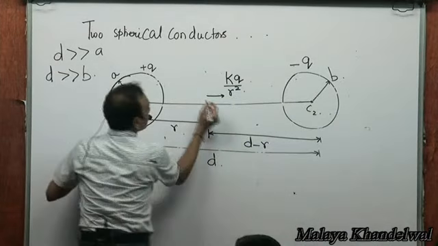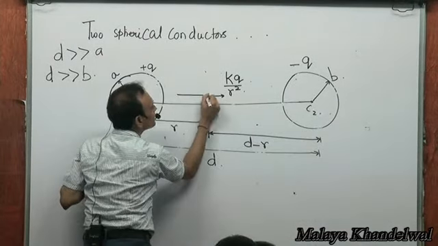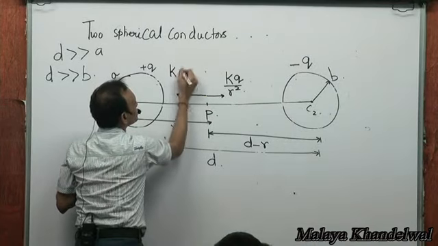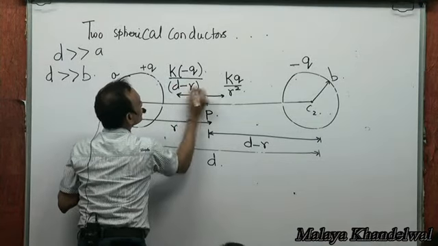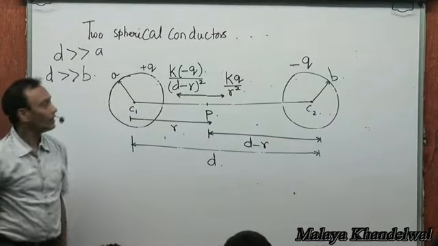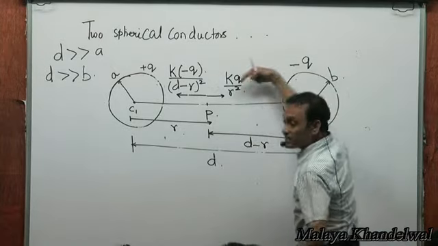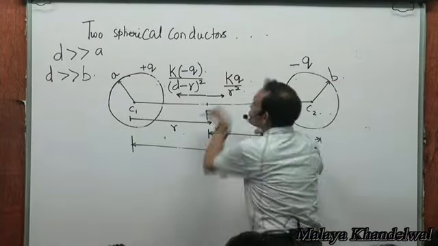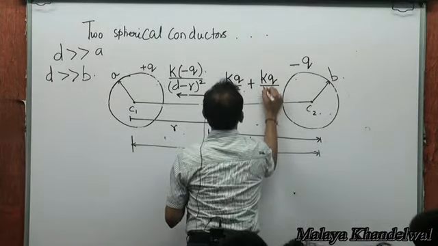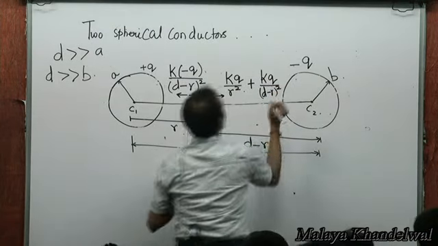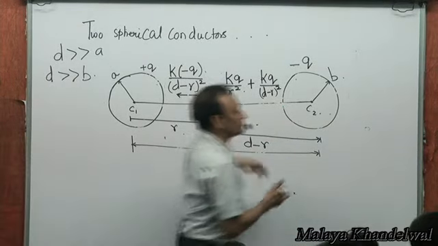Yes or no? At P, because of this, I can imagine minus q to be at the center C2. So the electric field is going to be in this direction, k times minus q divided by d minus r whole squared. Yes or no? K minus q by d minus r whole squared in this direction is the same as kq by d minus r whole squared in this direction. Yes or no? So instead of dealing with this direction, I say it's like kq by d minus r whole square, like this. That's the net electric field at P. Yes or no? Now I can remove this.